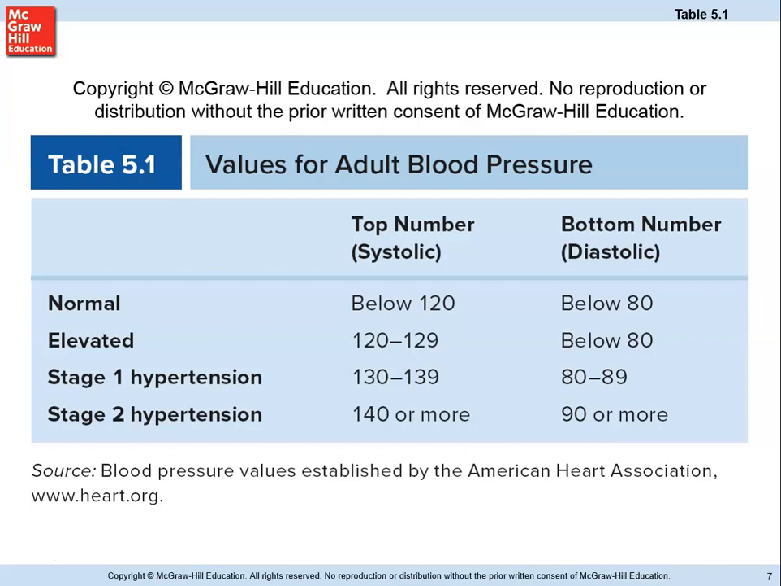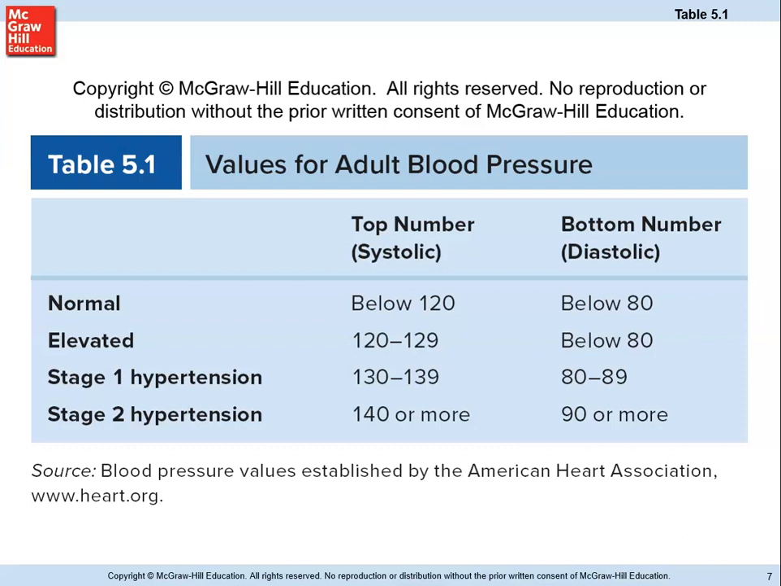Stage 1 hypertension would be 130 to 140 for your top, and 80 to 90 for the bottom. Stage 2 hypertension would be 140 or higher over 90 or higher. We might also say that this elevated range could be classified as pre-hypertension. But either way you look at it, if your blood pressure averages over 120 over 80, that's something you might want to take a look at and think about what's going on there.